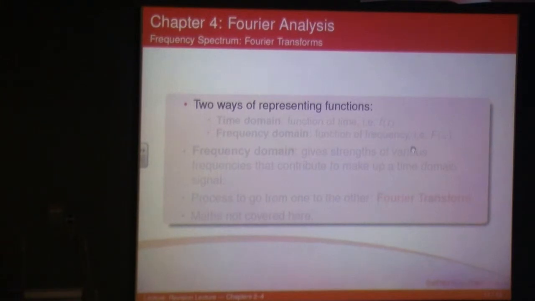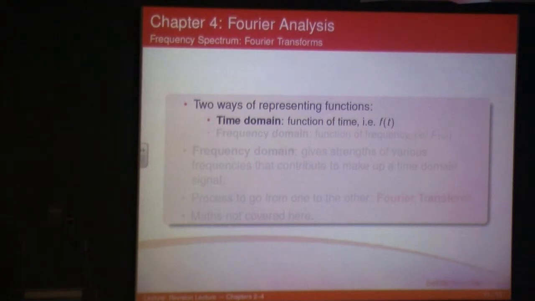Now we also touched on frequency spectrum and Fourier transforms. There are two ways of representing functions. You can represent them in the time domain, where you've got a function in terms of time, f of t, and if you were to plot it, your x-axis will be in time. So you have time equals 0, and as you move on, you'll get different values of whatever your function is.